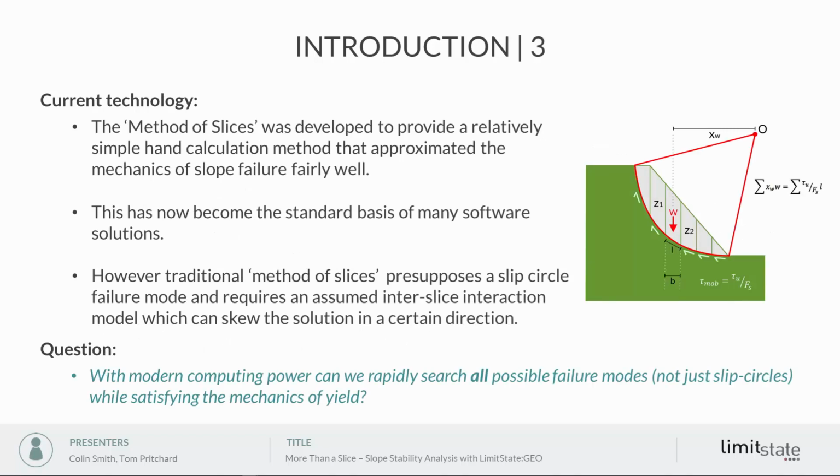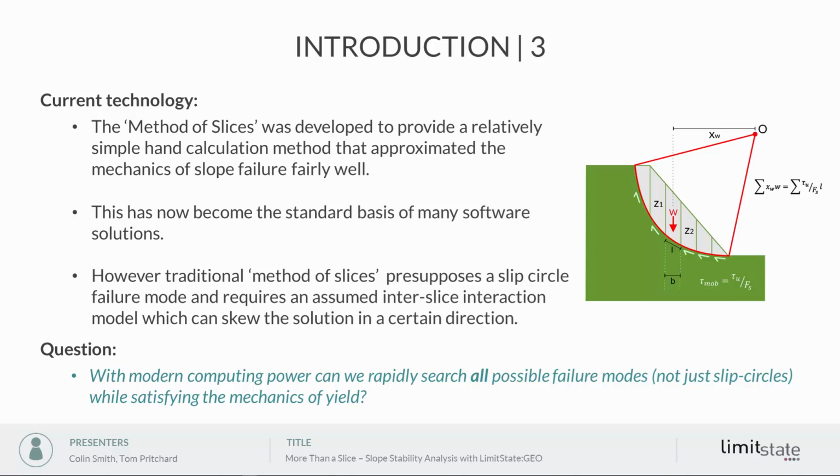So common technology currently in use is the method of slices, and that was developed to address the challenge of analyzing slopes in a way that was amenable to hand calculations. Most of the development of this was done back in the 1950s and was a very good method at the time for allowing hand calculations, just to give engineers a handle on what the problem was and get a decent estimate of stability.